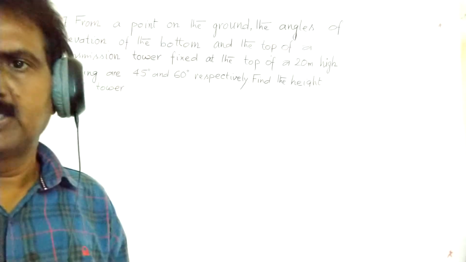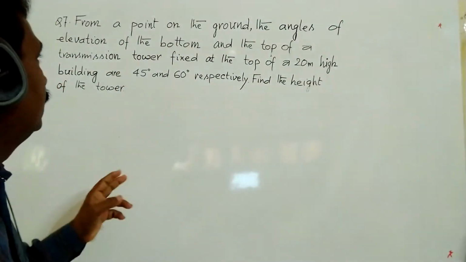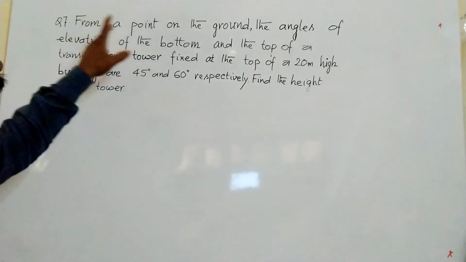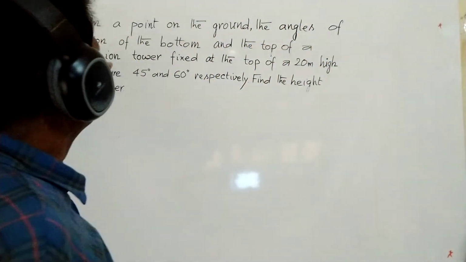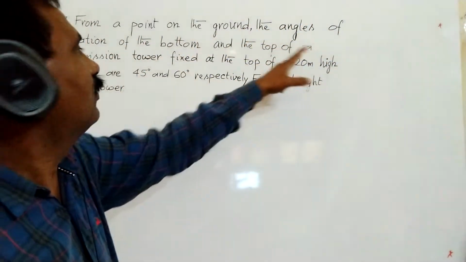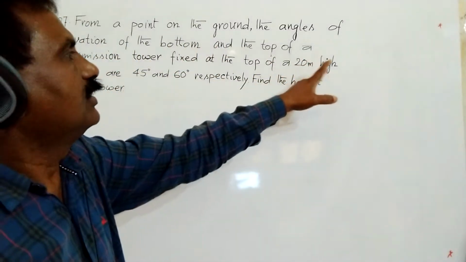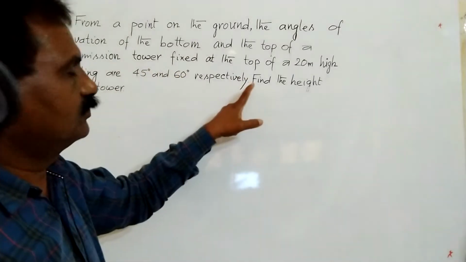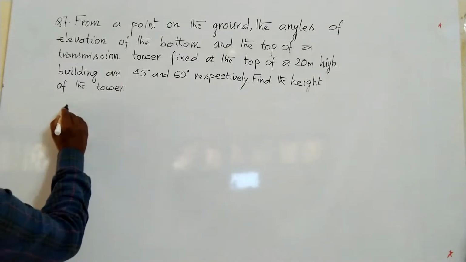Okay, student, we are again at the chapter Some Applications of Trigonometry and on question number 7. What is the question? From a point on the ground, the angles of elevation of the bottom and the top of a transmission tower fixed at the top of a 20-meter high building are 45 degrees and 60 degrees respectively. Okay, what is given here?